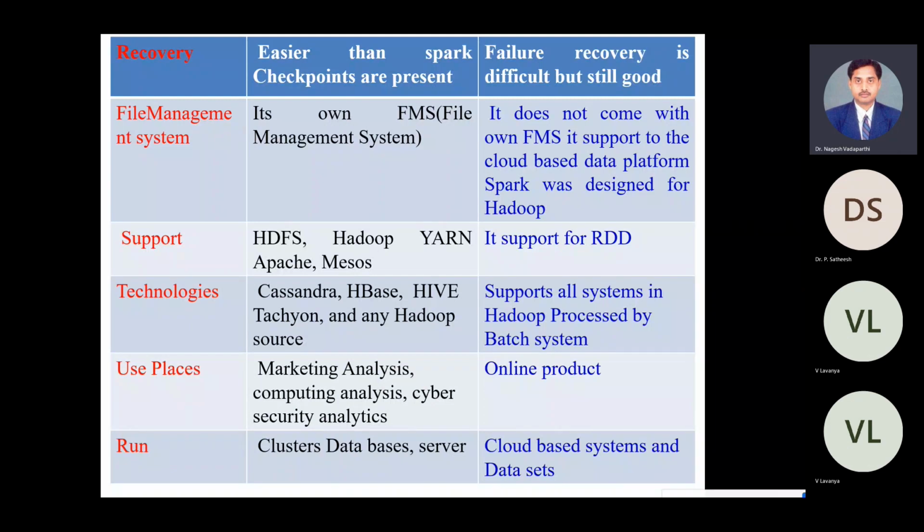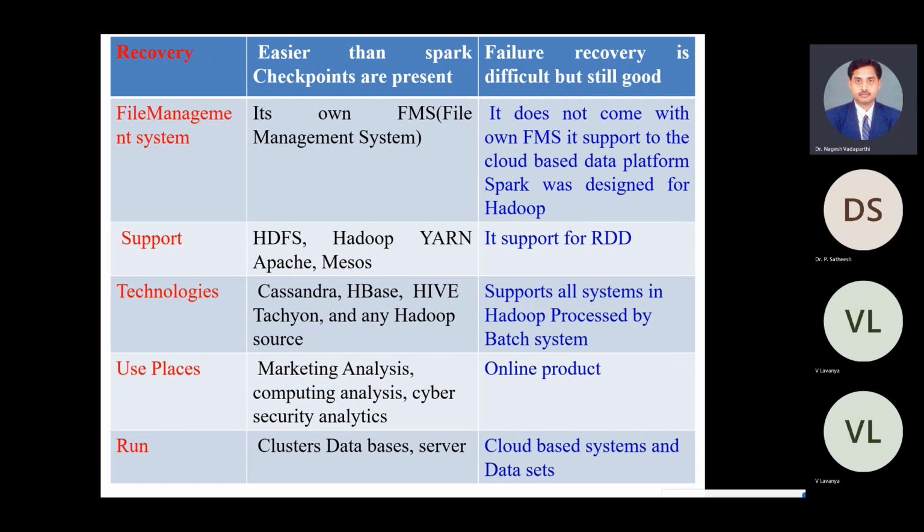Next, Spark supports RDD, resilient distributed dataset. If you take 1 zettabyte of file as input to the system, once it is converted into an RDD, it cannot be changed. That means it is immutable. An RDD file is immutable. Once you create an RDD file, you cannot change it. That's why it is called immutable.